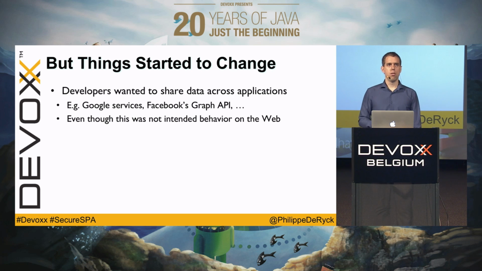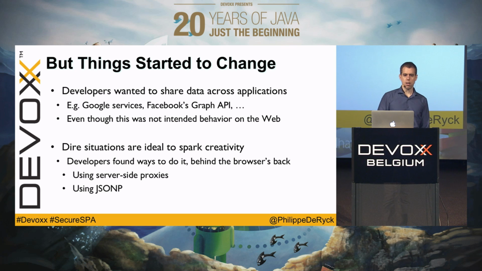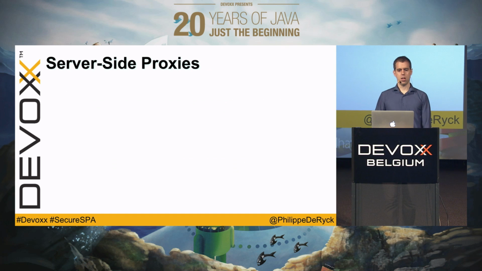So, as always, if you restrict a developer, he gets creative, and they found ways around this. They started using server-side proxies, and they started using JSONP to actually get the data behind the browser's back. Like, if you don't want to support this, fine, I'll do it my way. We'll see in a minute that these things are really bad, and you shouldn't do this nowadays, but they have sparked the development of CORS, so they had some good consequences.